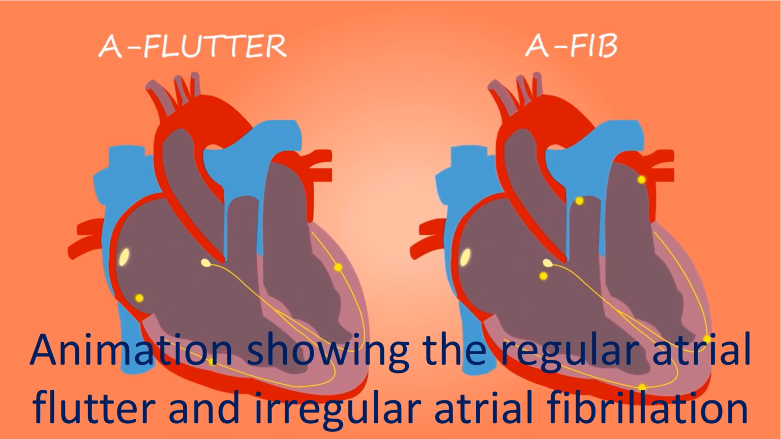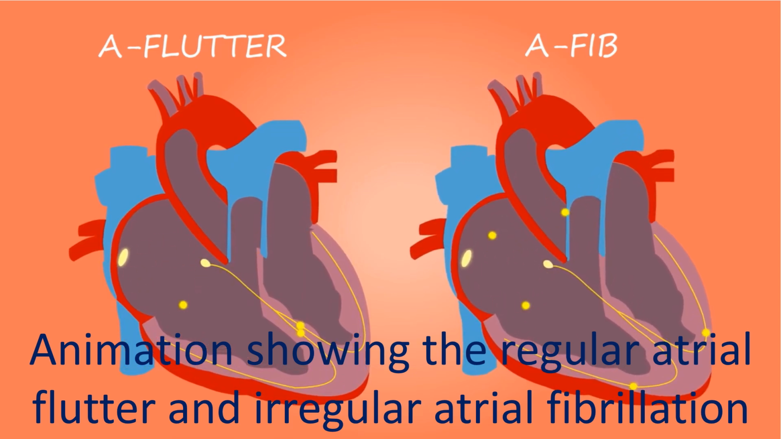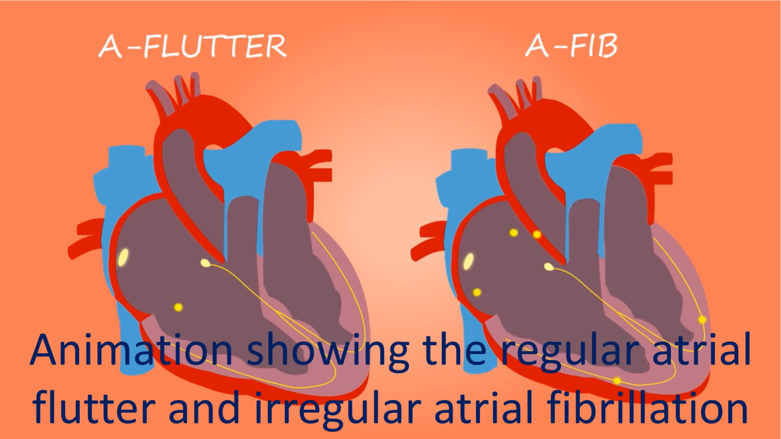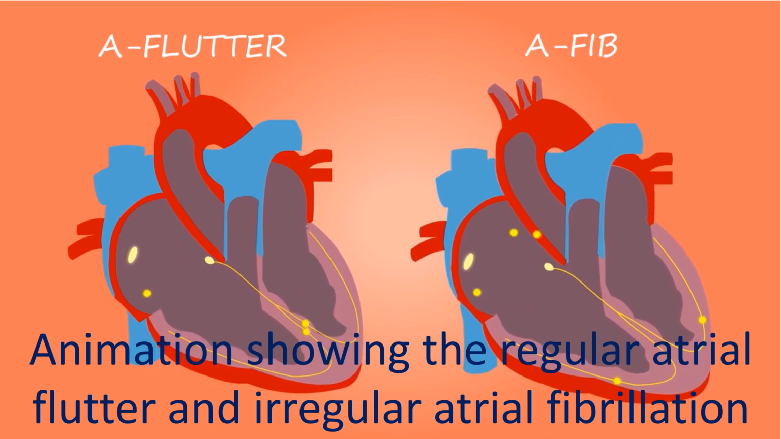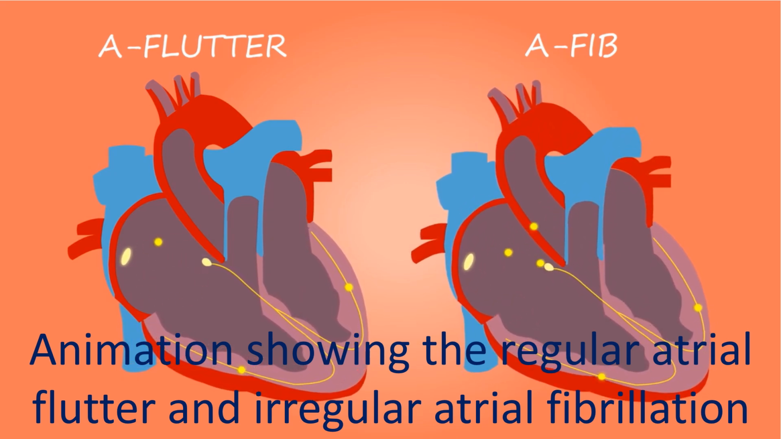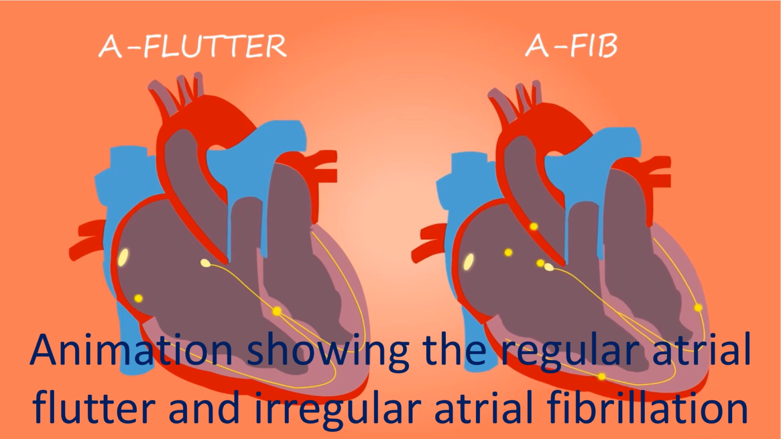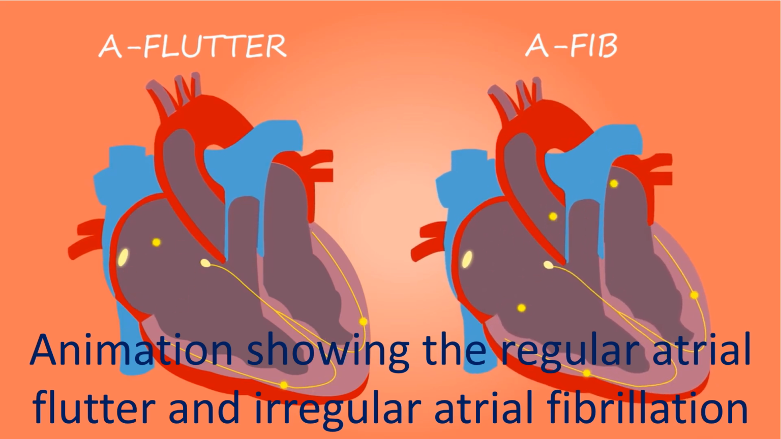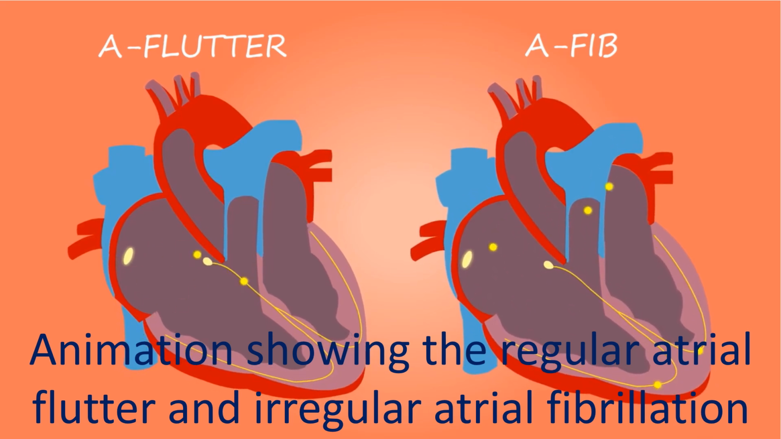When there is only 2:1 conduction to the ventricles, the ventricular rate will be 150 per minute. At this rate, it may be mistaken for a supraventricular tachycardia as the flutter waves may not be evident, being superimposed on QRS and T waves.